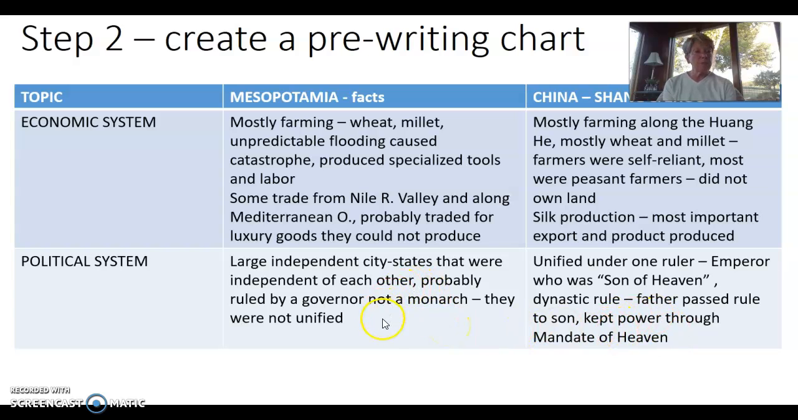However, in Mesopotamia, those large independent city-states, it was not an empire. They were not unified, and each city-state was probably ruled by a governor, not a monarch. So they were not unified. That's our difference. The economic systems are similar. The political systems are very different.